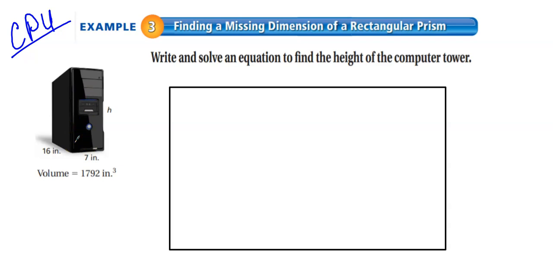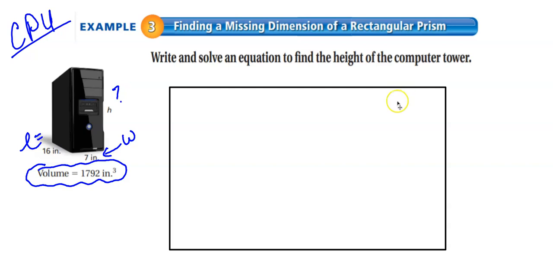Now here's what they said. They want you to write and solve an equation to find the height of the tower. And of course, they're giving you some information, right? They're giving you the volume. What is this measurement 16 here? I might call the 7 inches the length, and that's how wide it is, but it seems to make more sense in this one to say that this is the width and this is the length of how long it's going to be. So I could call 16 inches the length, 7 inches the width, and the height is unknown. But I know the volume, right?